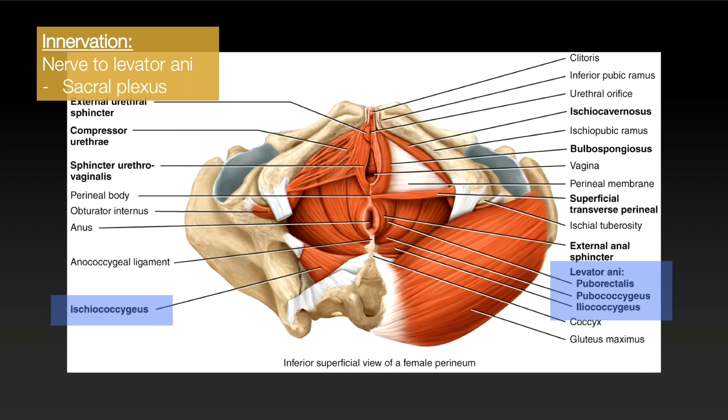All of these, conveniently, are innervated by one set of nerves, named nerve to levator ani. It's going to be easy to remember. Nerve to levator ani comes off of the sacral plexus. If you remember way back when we discussed this in the vertebral column and spinal cord section, one of the final plexuses in the spine is the sacral plexus. Nerve to levator ani innervates all of these structures.